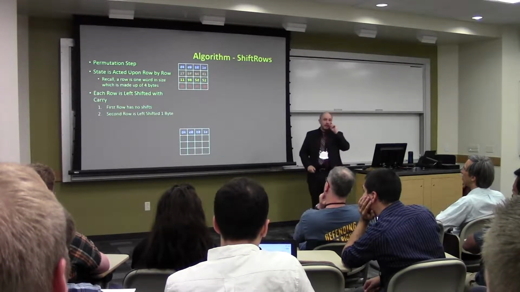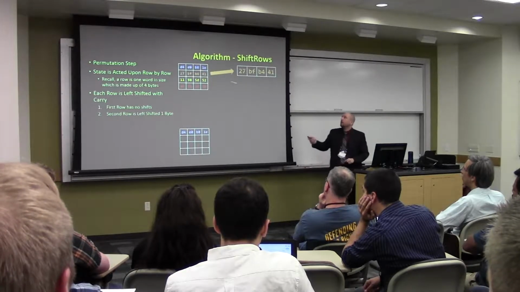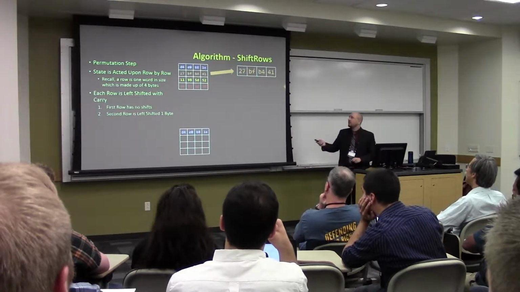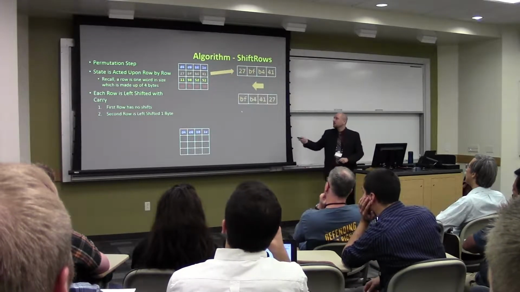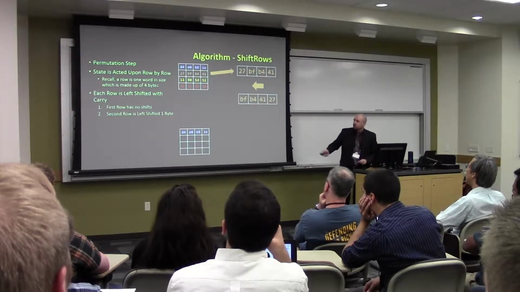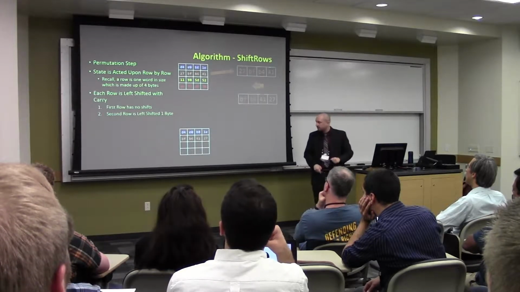The second row is left shifted 1 byte. So we're going to left shift with carry. What's going to happen here? Where's this 27 going to go? Excellent. We'll do our 1 shift. So we have BF, B4, 41, 27. And that just comes on down. It becomes the next part of the state, or our updated state.